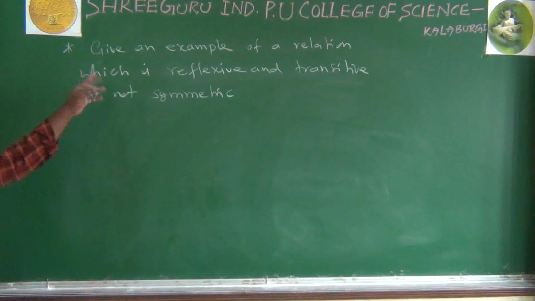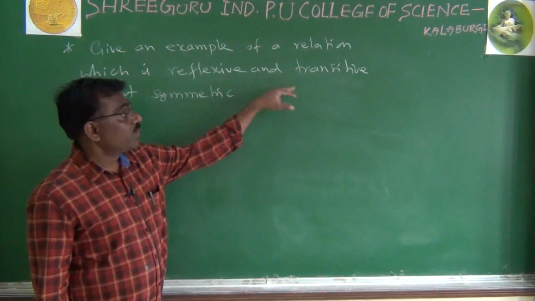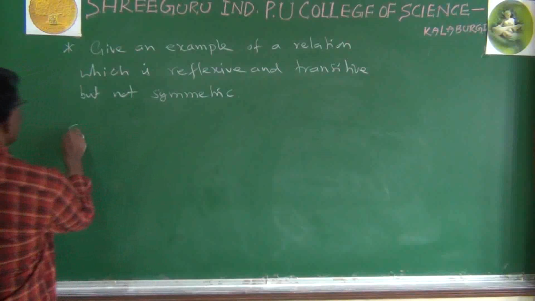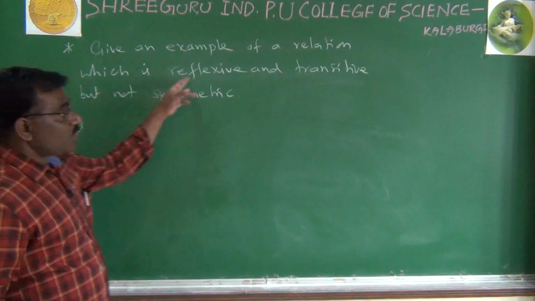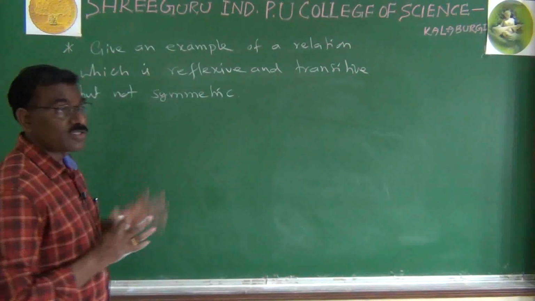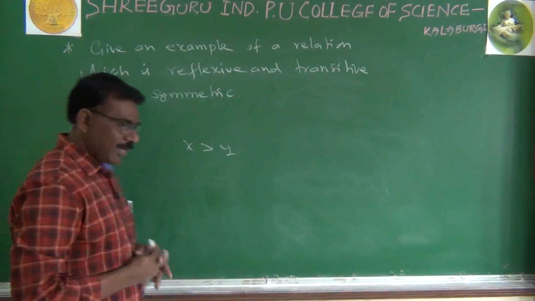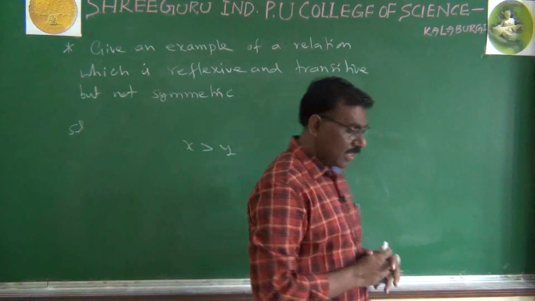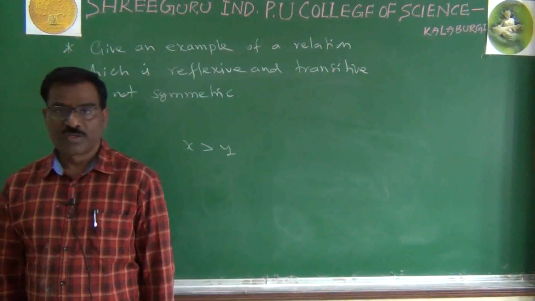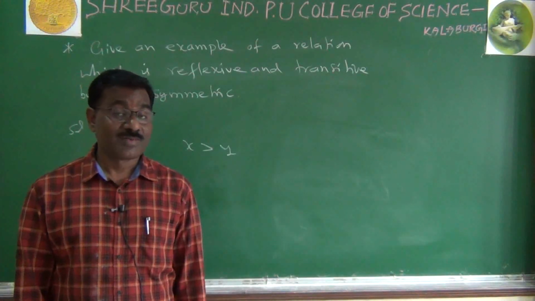Give an example of a relation which is reflexive and transitive, but not symmetric. Solution: reflexive and transitive must be satisfied, but symmetric is not. Mostly in this problem, my question, x greater than y: is it reflexive? No, this is not reflexive, because x greater than x is not true.